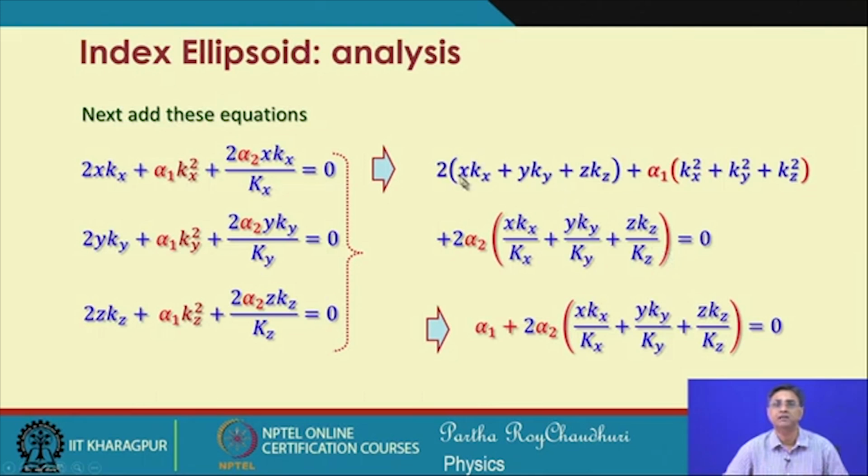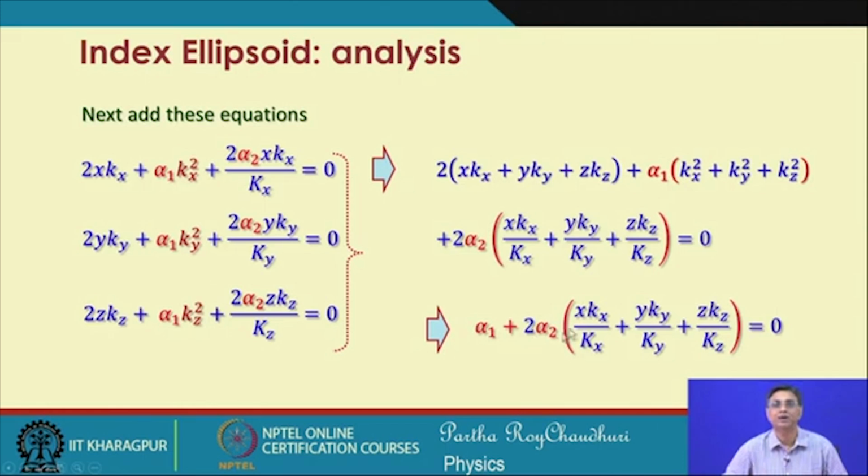So, this part is equal to 0 because this represents the equation of the plane, and this quantity k x square plus k y square plus k z square is equal to k square, equal to 1. So, I get alpha 1 equal to 2 into alpha 2 multiplied by this quantity, which is equal to 0.